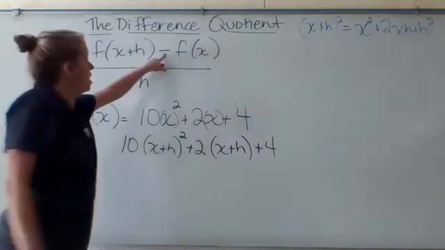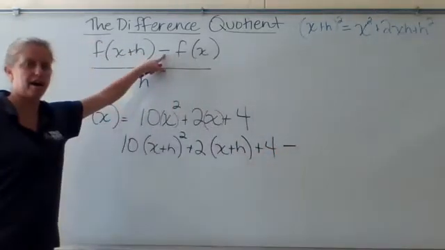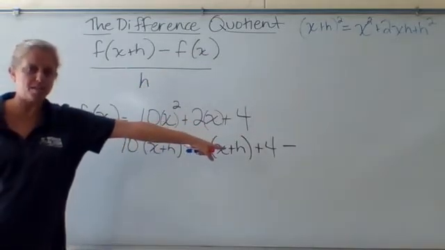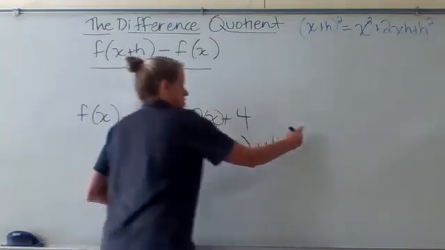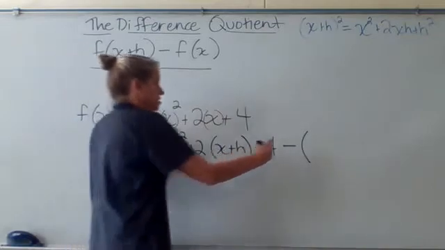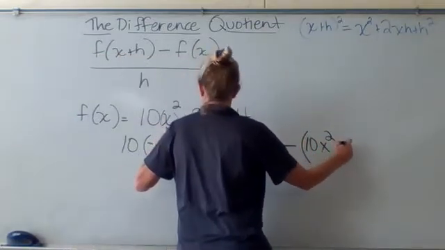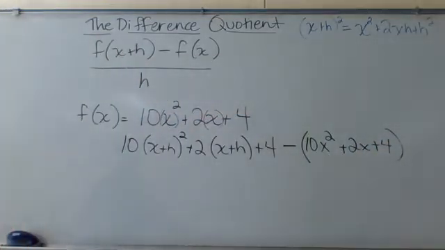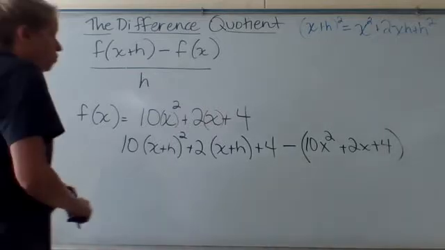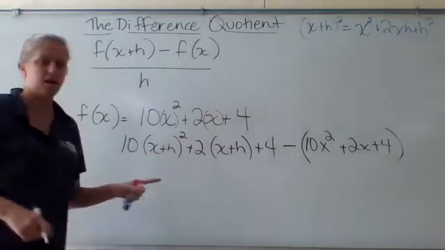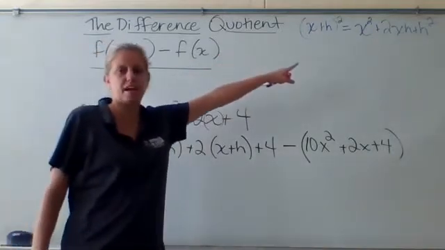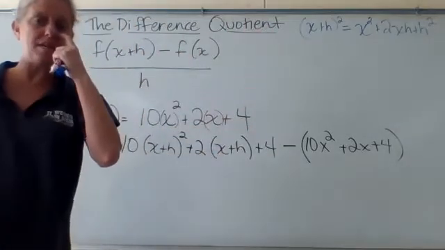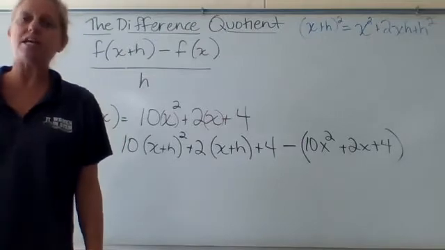What's the second part of the numerator? You subtract what? The whole function. So this whole thing, I'm going to put in parentheses behind that minus. So 10x squared plus 2x plus 4. So remember when we did this x plus h squared on the last problem, and then I wrote it up there. That's why you want to keep it handy. You don't want to have to FOIL x plus h every time you see it. You've done it once. There's no need to do it again.